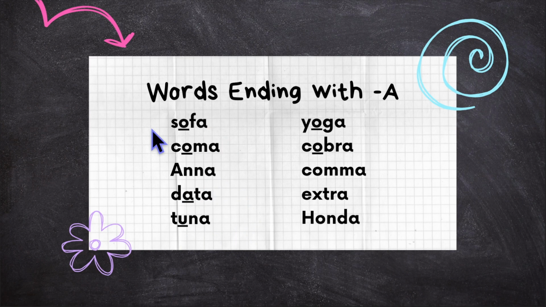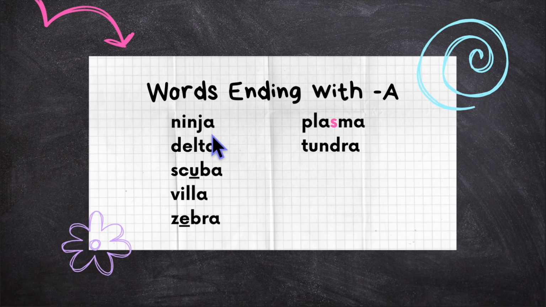Almost every time you see a word that ends in the letter A, it will schwa. Sofa, coma, the name Anna, data, tuna, yoga, cobra, comma, extra, Honda, ninja, delta, scuba, villa, zebra. S will use its second sound of Z here.